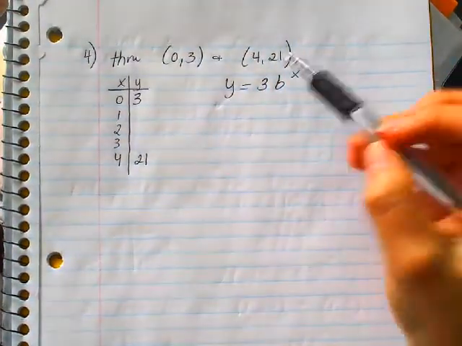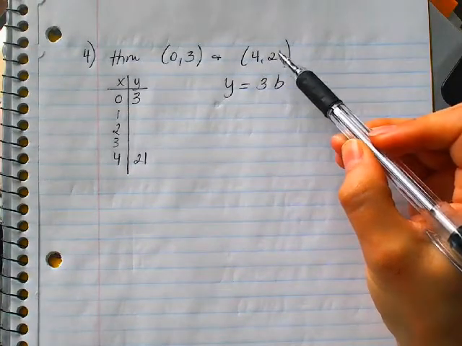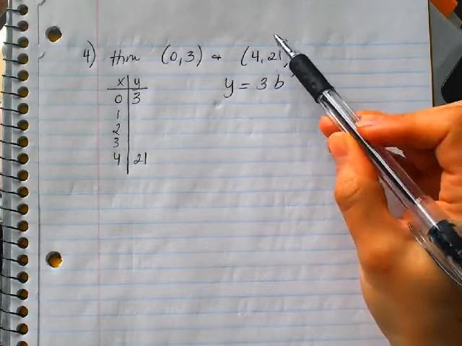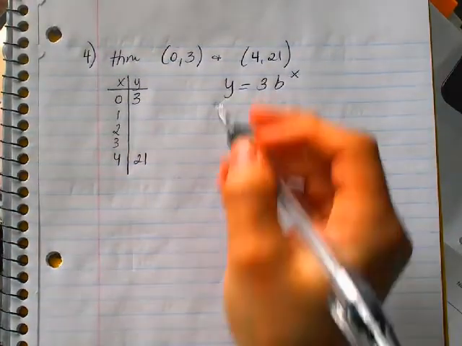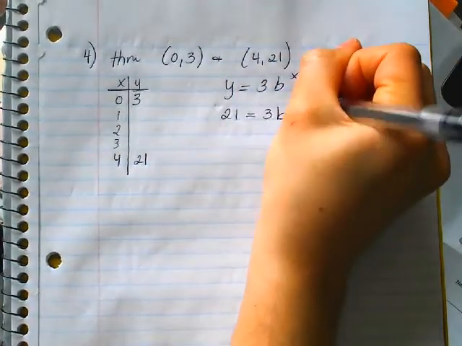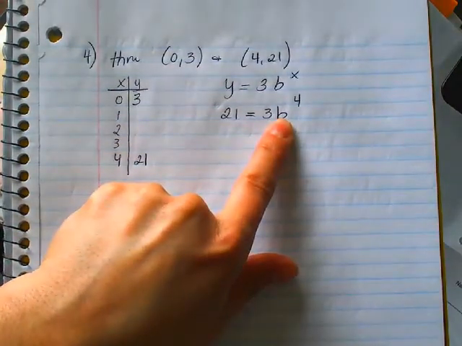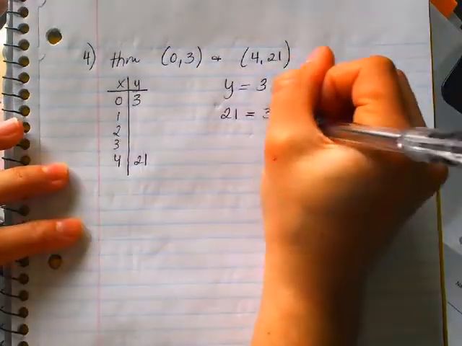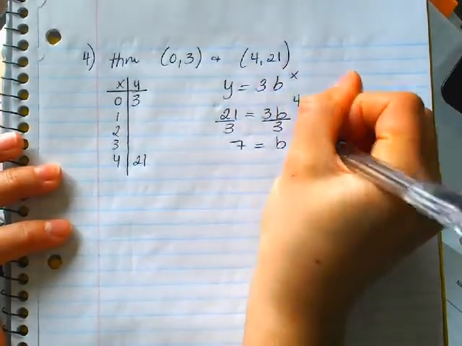They also give me a second set of points here. They give me an x value and a y value. I'm going to plug in the x and the y value and solve for my b algebraically. So in this case, y is 21 and x is 4. Now I have enough information to solve for b. So think order of operations, start by dividing both sides by 3. 7 equals b to the 4th.